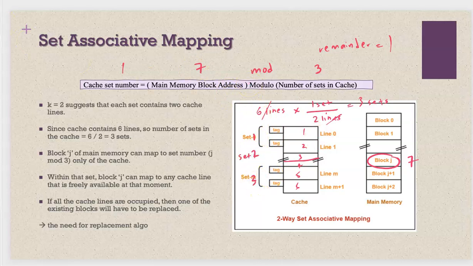So let's see if this checks out. We have our lines 1, 2, 3, 4, 5, 6, and then we have block number 7. Block number 7 is going to be mapped onto set number 1. But it can choose between line number 1 or line number 2.